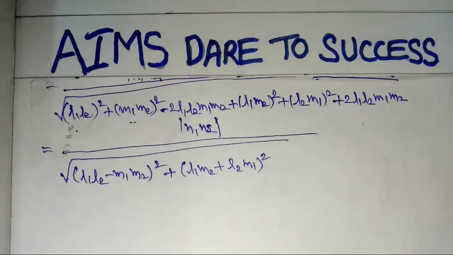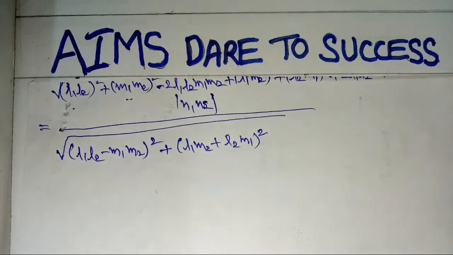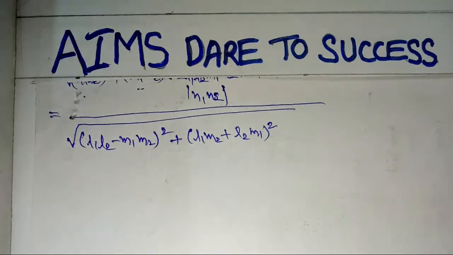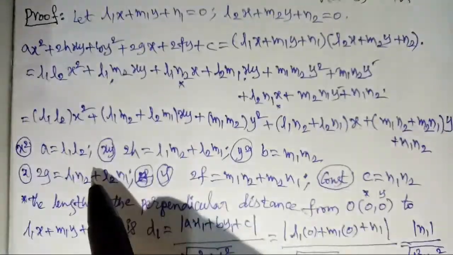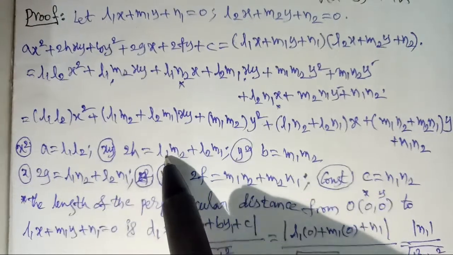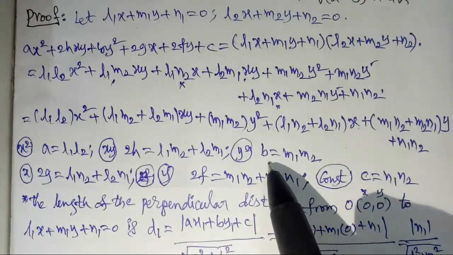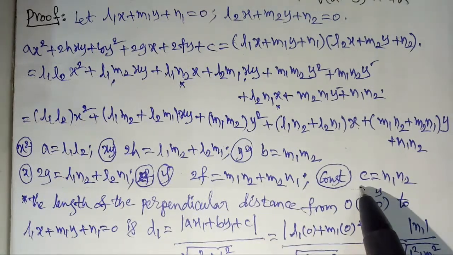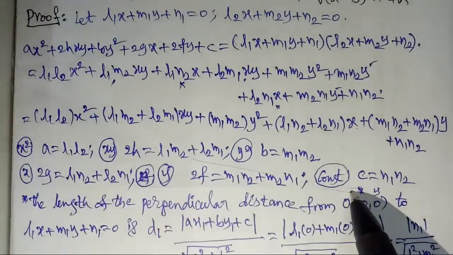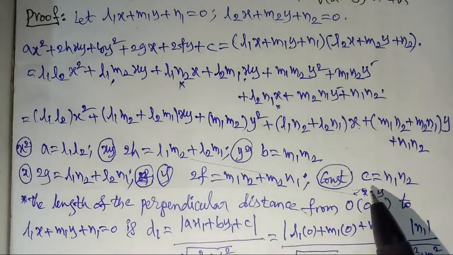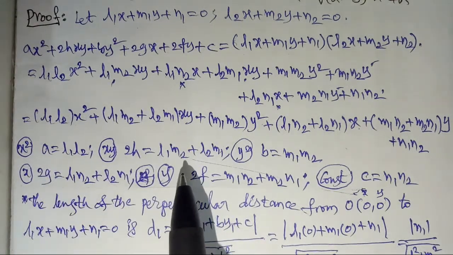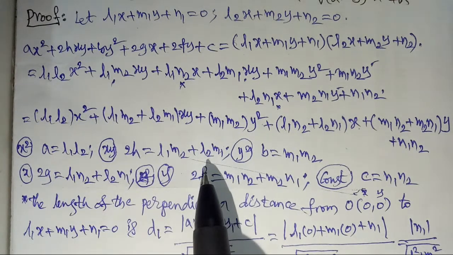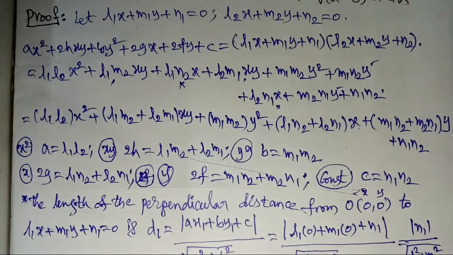So now you can substitute the values according to the starting. So we have multiplied now. So comparing with x square coefficients, xy coefficients, y square coefficients and constant terms, these values we wanted to use. Okay, n1 n2 is c, m1 m2 is b, l1 l2 is a. The xy term, 2h, is equal to L1 M2 plus L2 M1. These values you can substitute here.